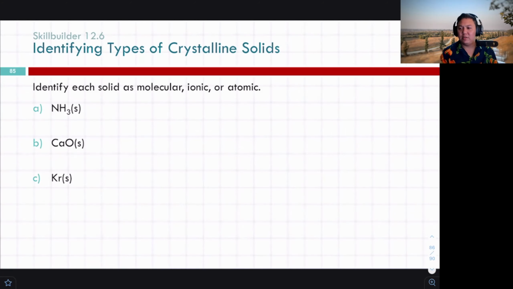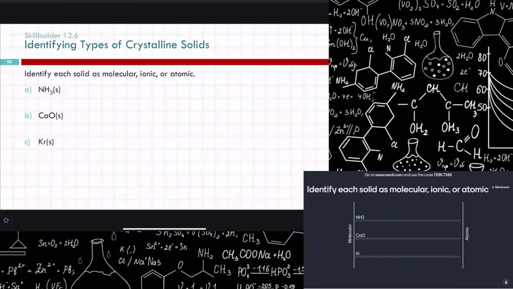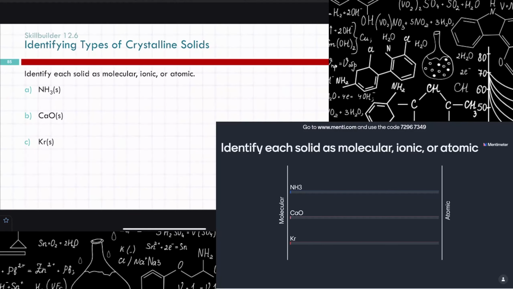Oh good, I did have a slide for this one too. And this one's a little bit different, so we're going to try this out. So we go back to Mentimeter. Okay, so we're going to have here: identify each solid as molecular, ionic, or atomic. And so for this one on your phone, you're going to have a slider.